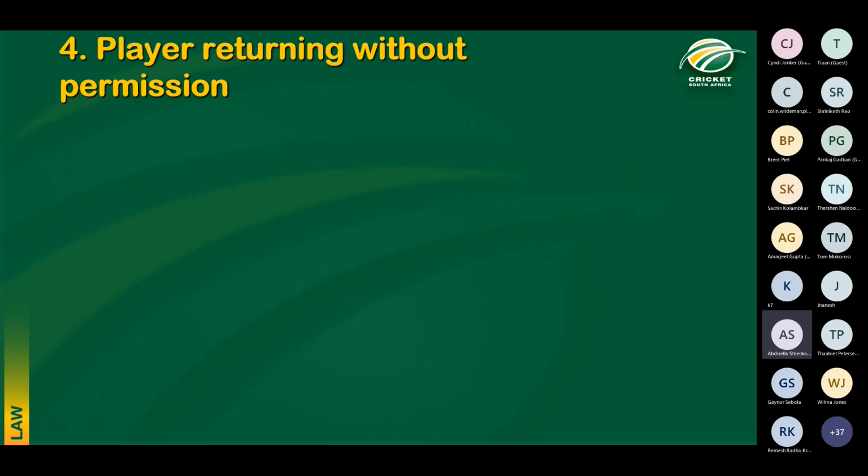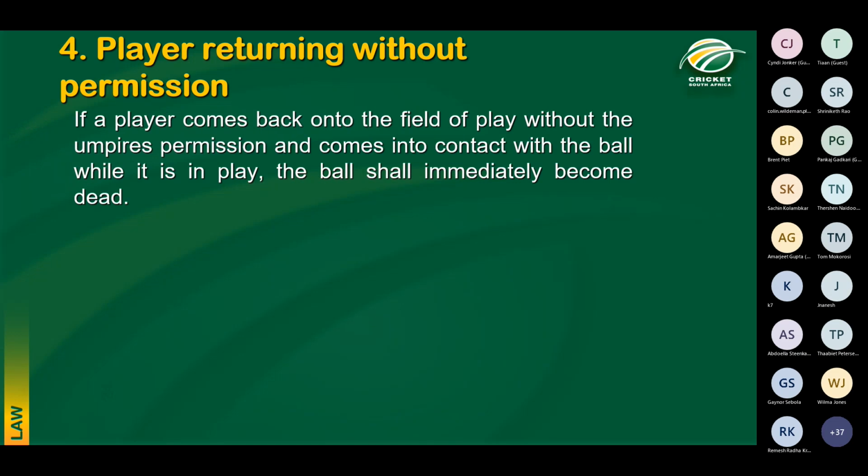Earlier, I mentioned it's important that you tell the player when the player leaves the field of play, please tell me when you return. And also tell the fielding captain, when your injured player returns to the field of play, please inform either of the umpires. Why is that important? There's quite a stiff penalty if they do come onto the field without the umpire's permission. So the injured fielder comes onto the field of play without the umpire's permission. What happens? As soon as the player touches the ball, it immediately becomes dead.